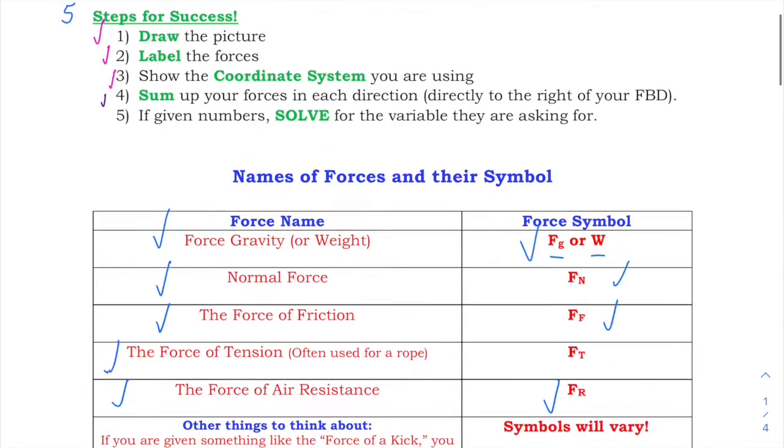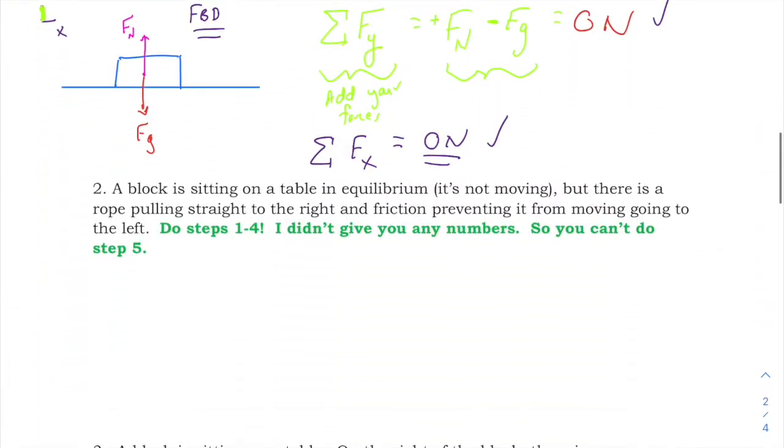Step 1, we drew our picture. Step 2, we labeled our forces. Step 3, we showed our coordinate system, how we're defining positive. In our case, we said positive is up, or positive is to the right for the x direction. We summed up our forces, just add them up. But here's the deal. We didn't solve for anything in question 1 because they didn't really tell us much. We didn't have anything to solve for. So we'll do more of that later once they actually tell us a little more.